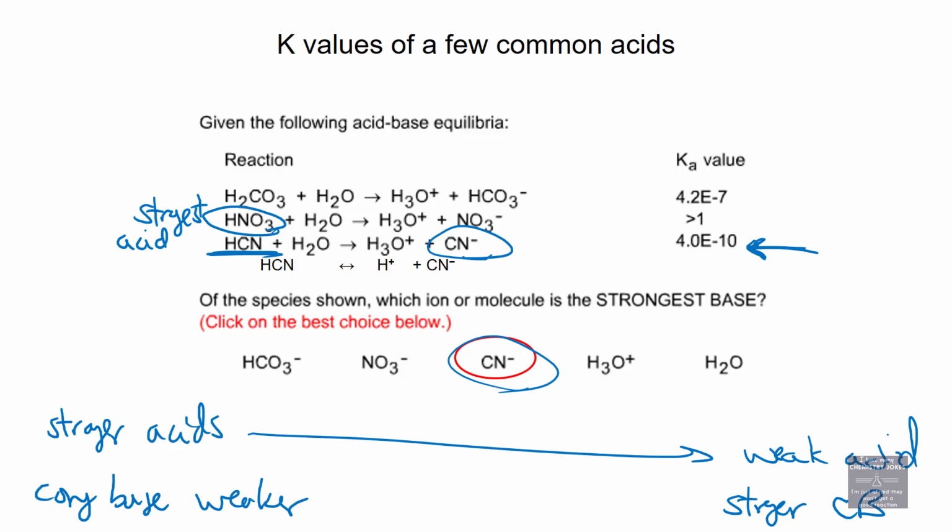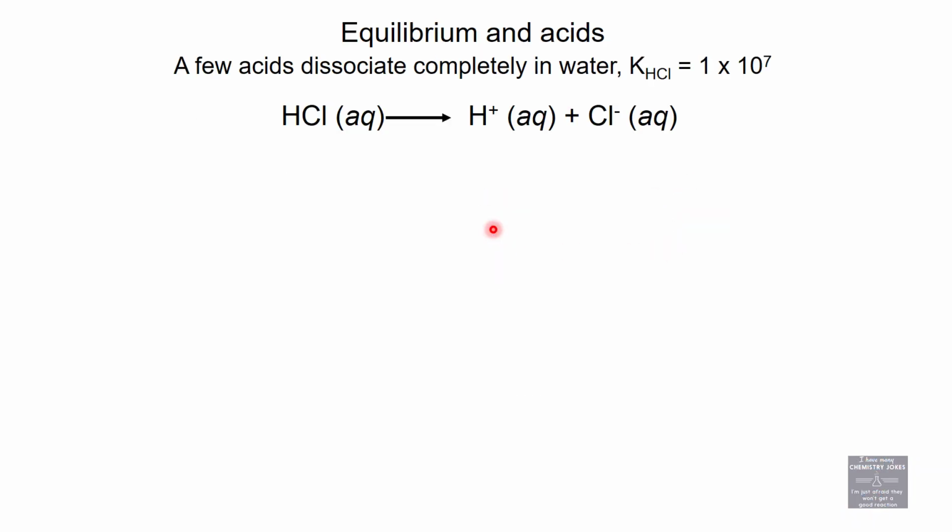Remember, equilibrium reactions can be considered forward or backwards. So we can rank these reactions according to acid strength, or we can think about them in reverse and talk about base strength. That would be 1 over our given K values to think about base strength. Okay, moving on.